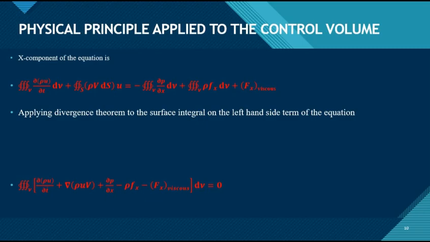which includes all the terms, and as you can see, the u term has come, which denotes the velocity in the x direction. And as you can see, the force is written as Fx, and we have Fx viscous over here, which denotes the viscous force acting in the x direction.